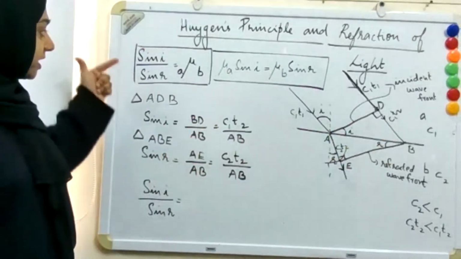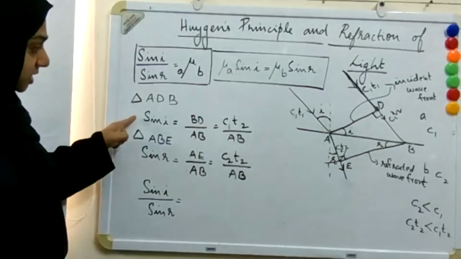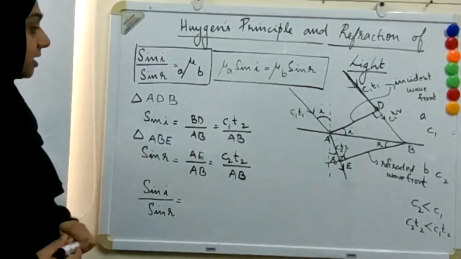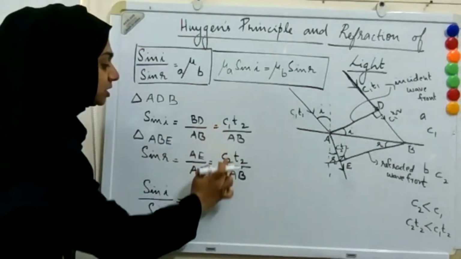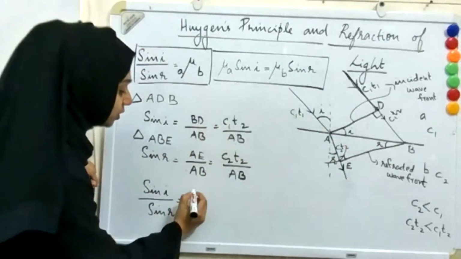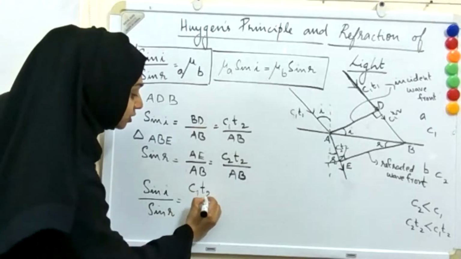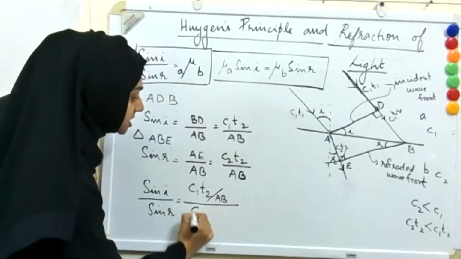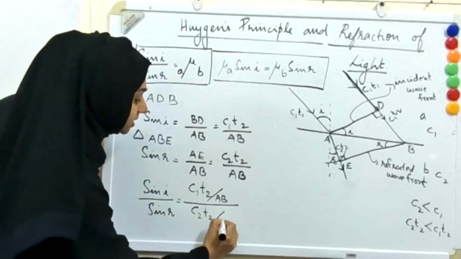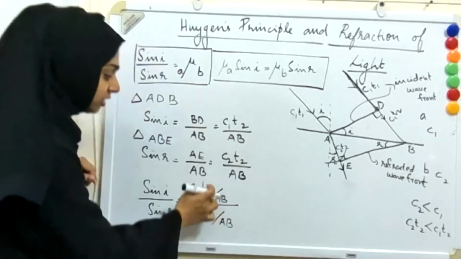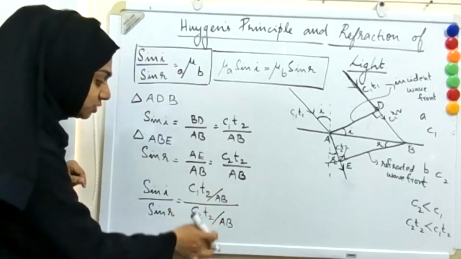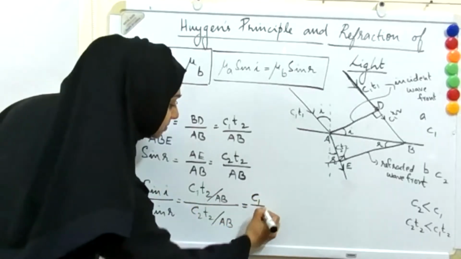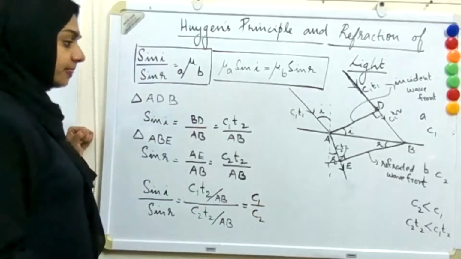Now what we want to find is sin I by sin R. So taking these two equations, I will get sin I by sin R is equal to this divided by this. So C1 T2 divided by AB whole divided by C2 T2 divided by AB. So AB and T2 gets cancelled. So what remains is C1 by C2.